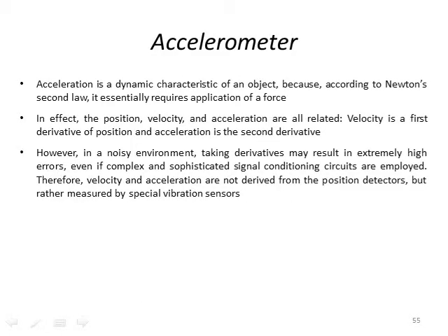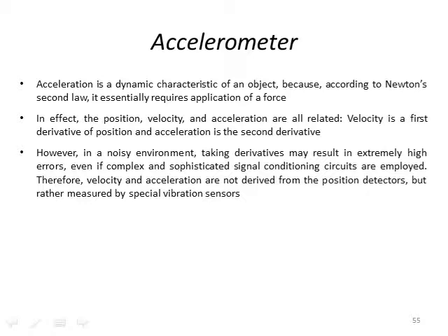Now, accelerometers, as we've been talking about throughout the course, really. Now, acceleration is a dynamic characteristic of an object because according to Newton's second law, it essentially requires the application of a force. F is equal to ma. In effect, the position, velocity, and acceleration are all related, right, through time derivatives.